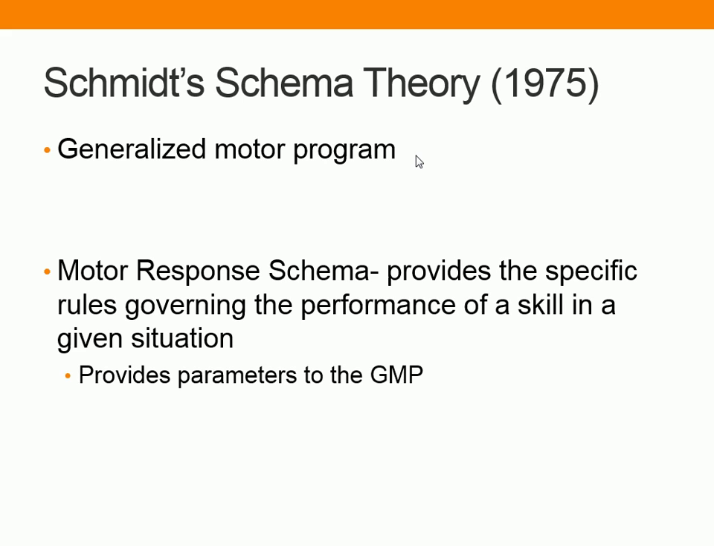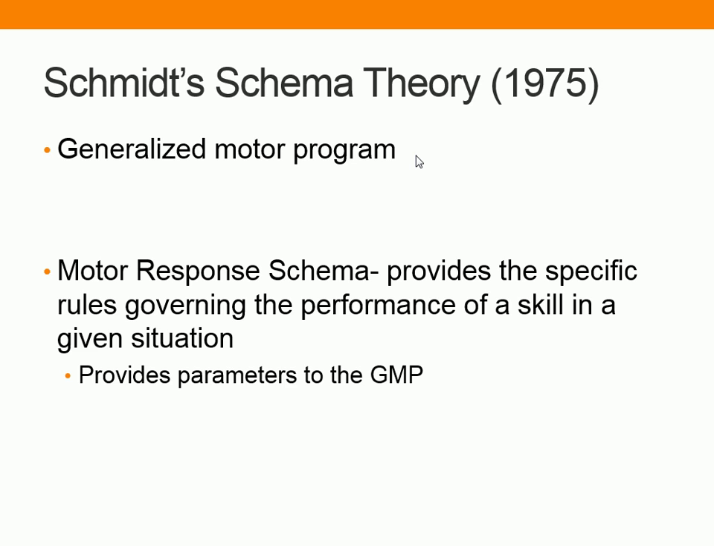And so I've got that generalized motor program, and now I need to modify that slightly to make it fit. I need to provide rules of how I'm going to do that to make it fit this skill in this situation. So depending on the height of the person I'm trying to punch in this boxing match, I'm going to set a schema to modify the generalized motor program based on that.